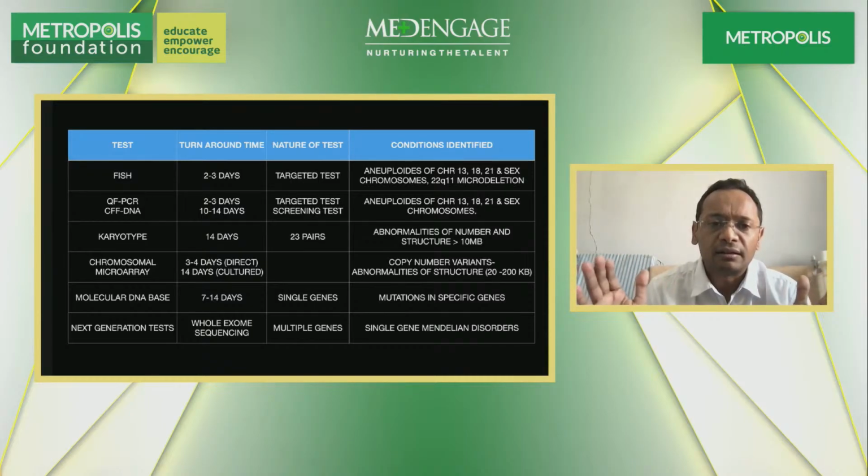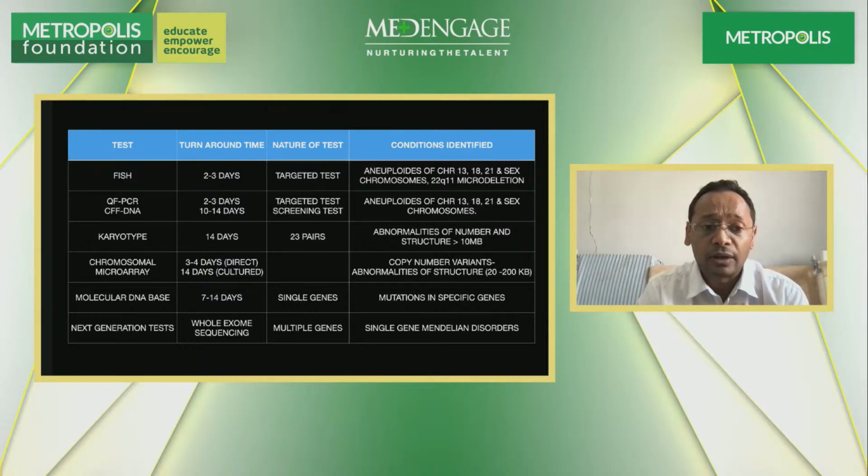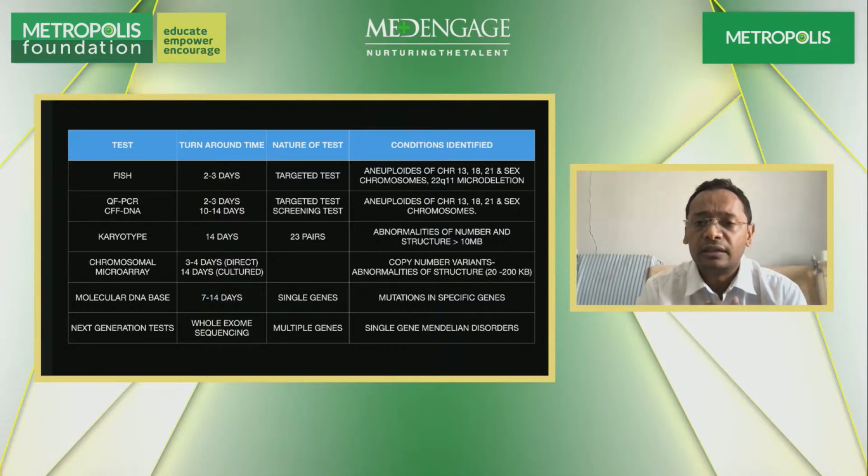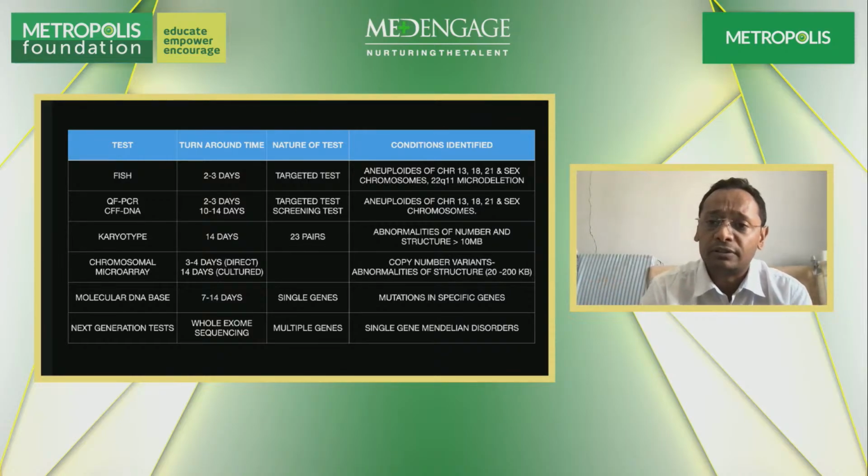This is a table that gives us an overview and a small introduction, the basics of all the tests available after amniocentesis, the turnaround time, the nature, and the conditions that it's used for. This includes FISH, QF-PCR, karyotyping, chromosomal microarray, molecular DNA base pairs, and the next generation test, which is the whole exome sequencing. All these tests have been revolutionary and they've brought a big change in the diagnosis and in the management of the next pregnancies in case of any previous history of aneuploidies or chromosomal anomalies.